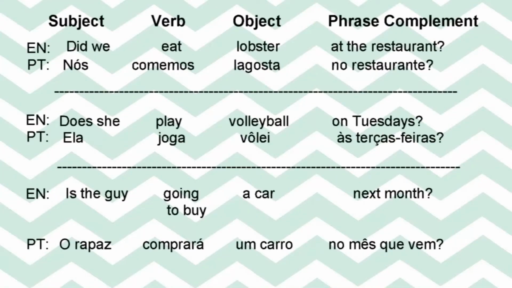In order for you to understand the correct Portuguese word order, let's observe the same phrases as examples. Did we eat lobster at the restaurant? Nós comemos lagosta no restaurante? Does she play volleyball on Tuesdays? Ela joga vôlei às terças-feiras? Is the guy going to buy a car next month? O rapaz comprará um carro no mês que vem?